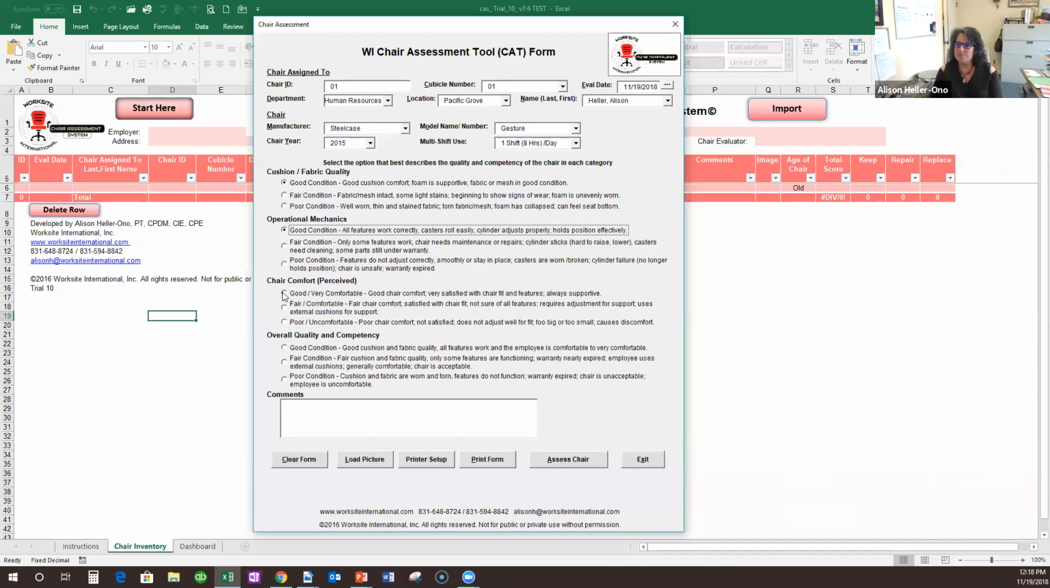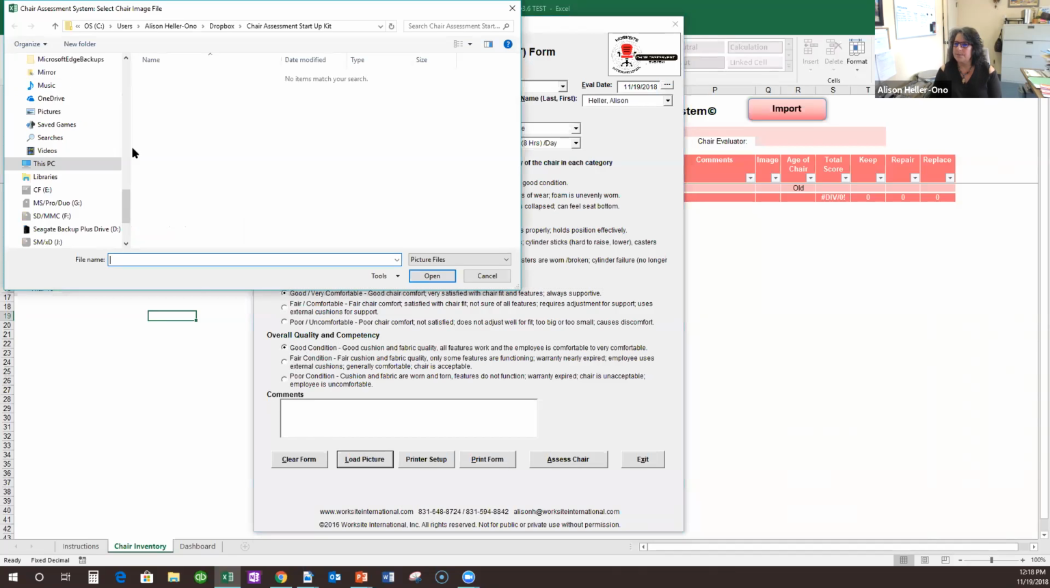The chair comfort, I find the chair to be very comfortable, actually. I'm very satisfied with the chair fit. There's one area where I would like a little more lumbar support. So actually, fair chair comfort, satisfied with the fit, not sure of all the features, requires adjustment, uses external cushions. No, it definitely falls into the good category. And so overall, since I've rated already 3 goods, I know that it falls into the overall good condition category.